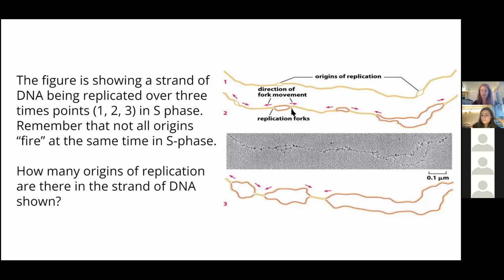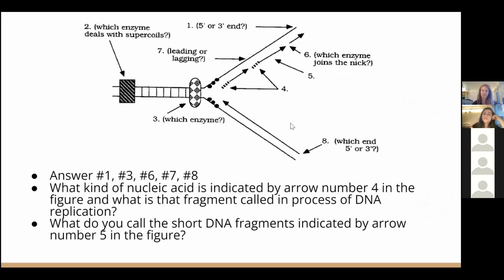Okay, now let's move on to some that I don't think you've seen before. Here you're just given a diagram, and there are different arrows with numbers, and some of them have questions in them. So we can just go over them one by one. Question number 1, is this the 5' or 3' end? Throw your answers in the chat.